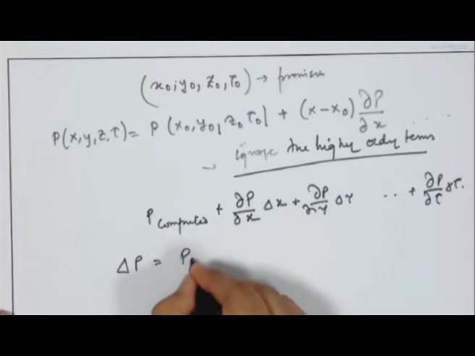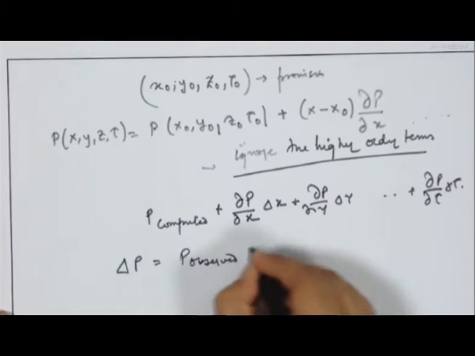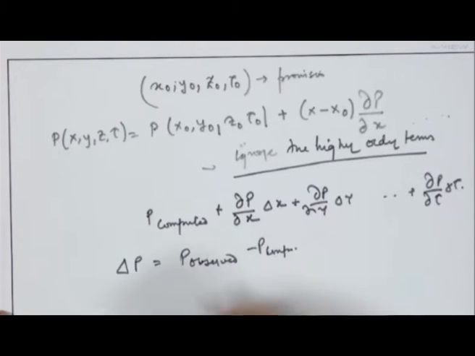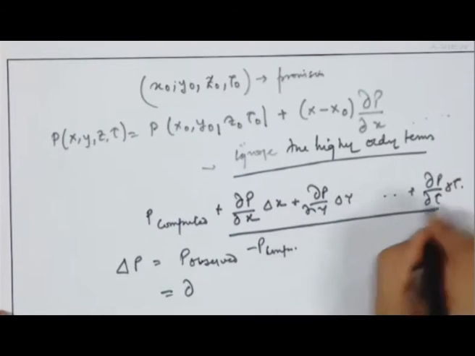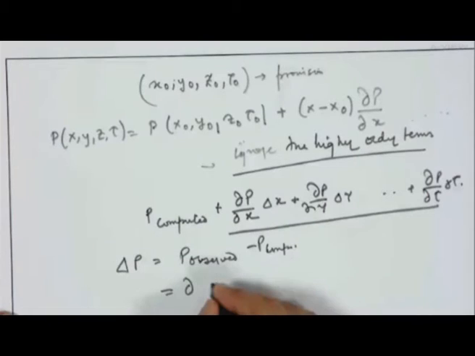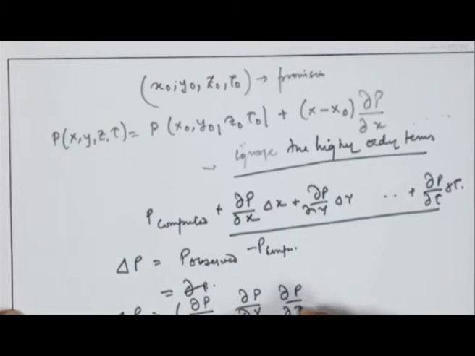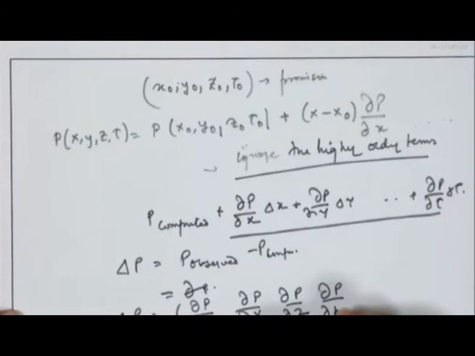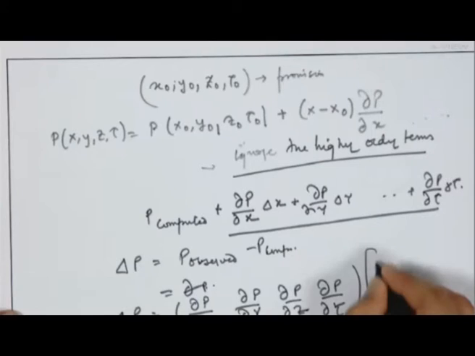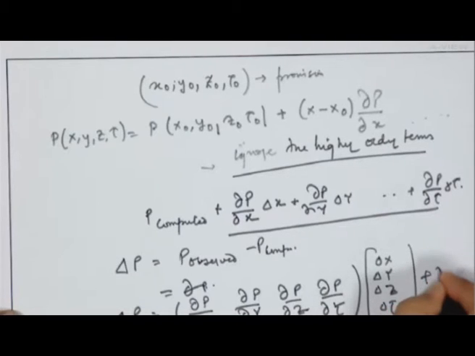Once you get this, what is del p? It is whatever is observed minus whatever is computed, and that is simply the differentiation. So now you can write del p in a more matrix form, which I have written there. Let me write it once more for your clarity: dp/dx, dp/dy, dp/dz, dp/d tau, times del x, del y, del z, del tau, and the v term still stays.